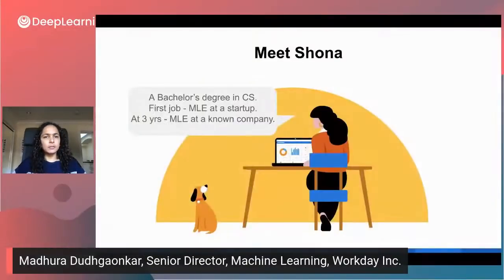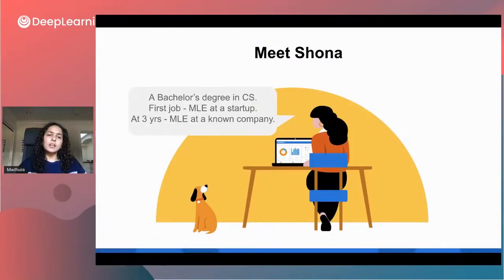Meet Shauna. She has a bachelor's degree in computer science with machine learning specialization. She got her first job as a machine learning engineer at a startup. And at about 3 years at this startup, she ended up securing a machine learning engineering job at a very well-known tech company. On the surface, it might seem like she had a very straightforward and easy path, and she's cruising through her journey. But the truth couldn't be far from that.